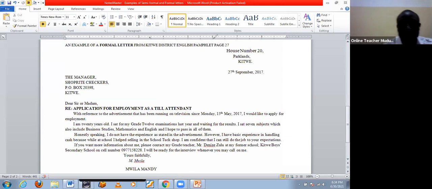Dear sir or madam, you have not mentioned the name of the person you're writing to here. Subject, application for employment as a till attendant. So this is a subject. It's a summary of the whole letter. Now we know that this person is applying for a job. Okay, they want to be a till attendant. So the first line we'll read as follows. With reference to the advertisement that has been running on television since Monday, 18th May 2017, I would like to apply for employment. So you state the purpose of the letter clearly.